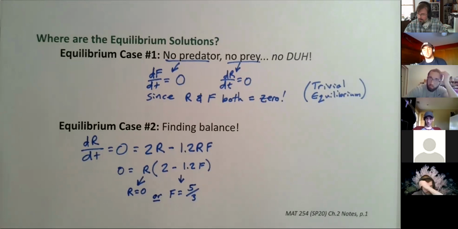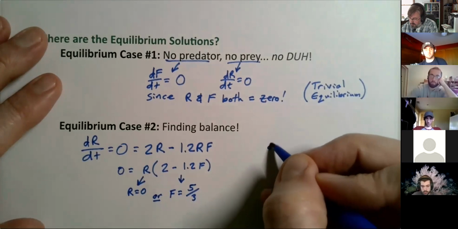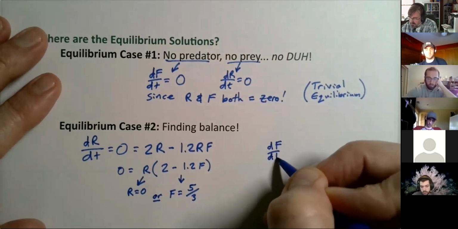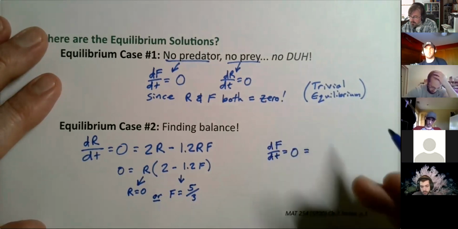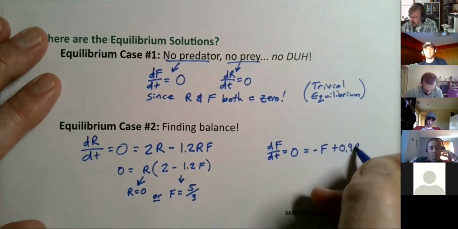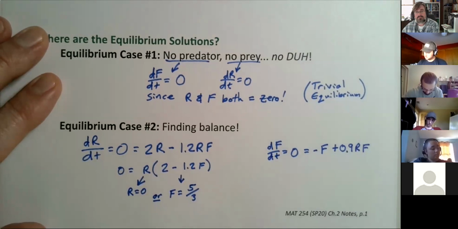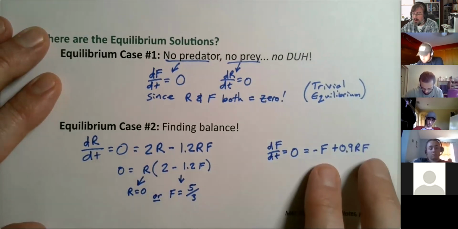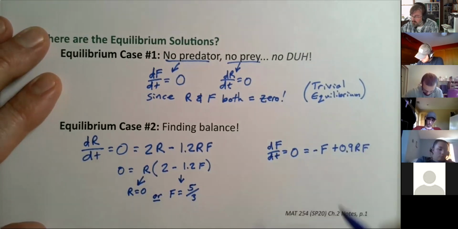Now, that's the rabbit population, so let's look at the fox population and ask, what about dF/dt? Well, that can equal 0 if negative F plus 0.9 R F equals 0. That's the other equation. And of course, you can probably spot it: we're going to factor out an F.